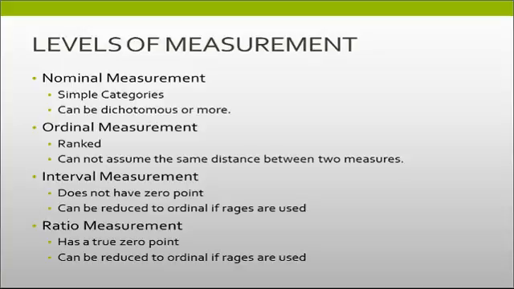Another popular example of this level of measurement is temperature. For example, the distance between 50 degrees and 100 degrees Fahrenheit is the same distance between 1,000 degrees Fahrenheit and 1,050 degrees Fahrenheit. For social work, intervals are most commonly used in connection with standardized measuring instruments such as an IQ test or anxiety assessment. But it does not have a 0 point and can be reduced to ordinal if the ranges are used.